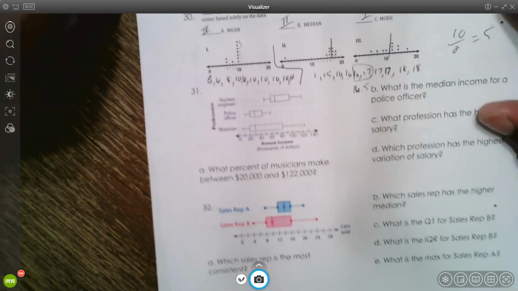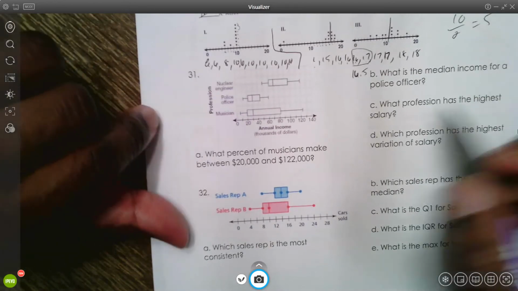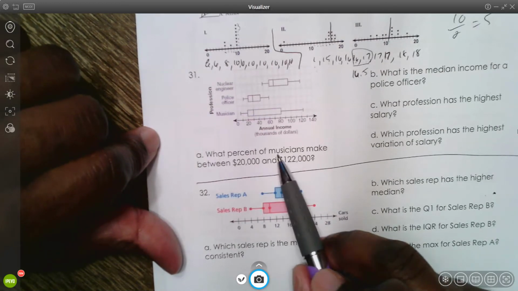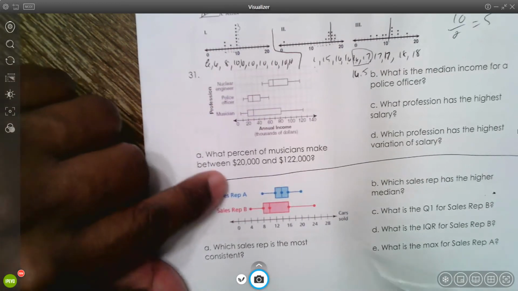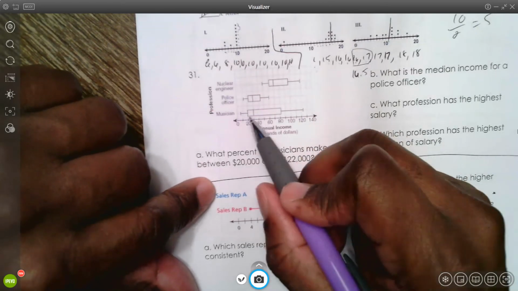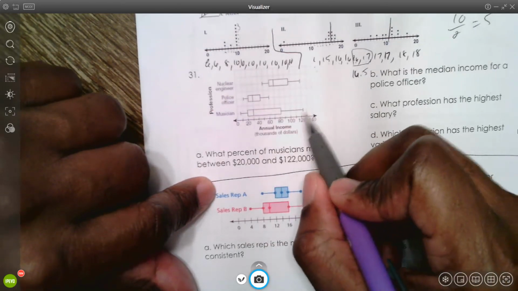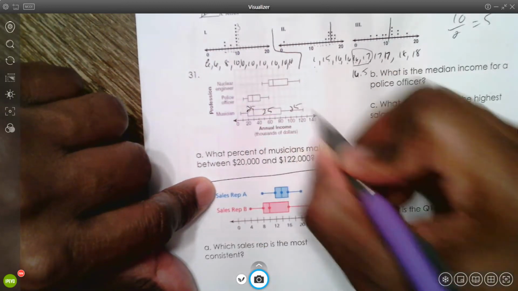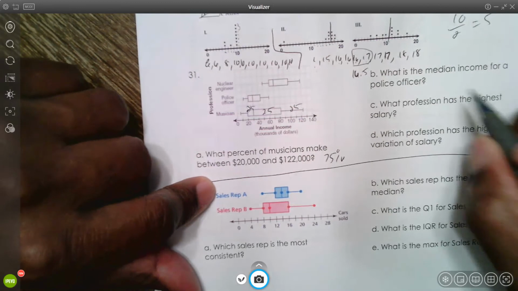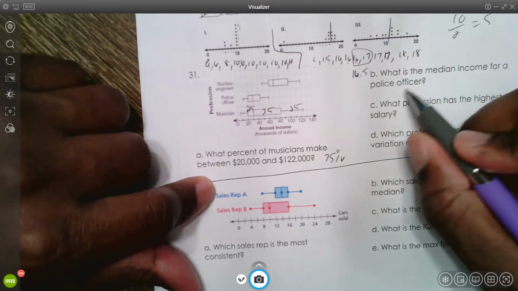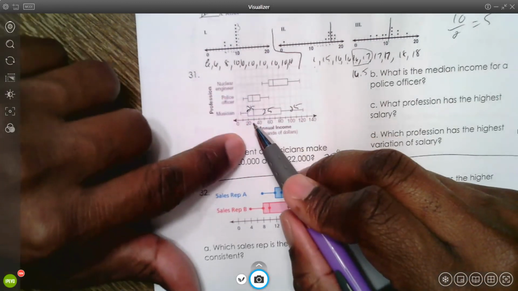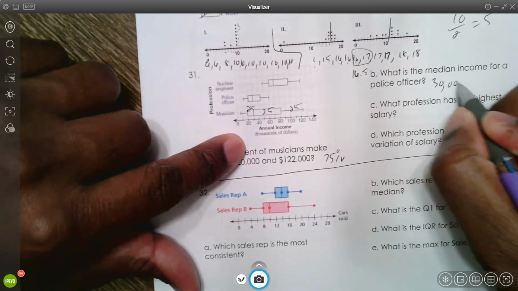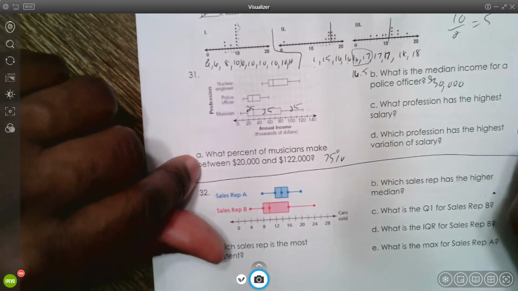All right. Number 31. 31 says, what percentage of musicians make between 20,000 and 122? So these are musicians. This is 20,000, that's 122. So that would be 75%, because it's 25 here and there and there. So 75%. Part B says, what is the median income of police officers? It's 20, that's 40, so that means that's 30. So that's about $30,000. That's just in thousands a year.